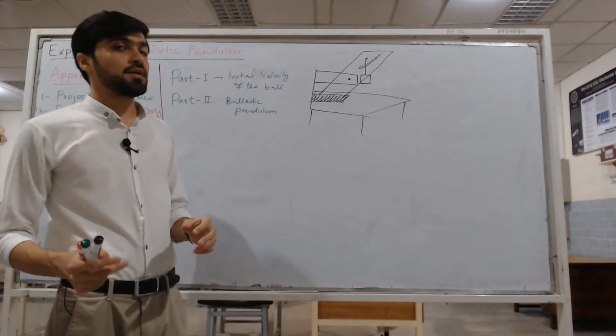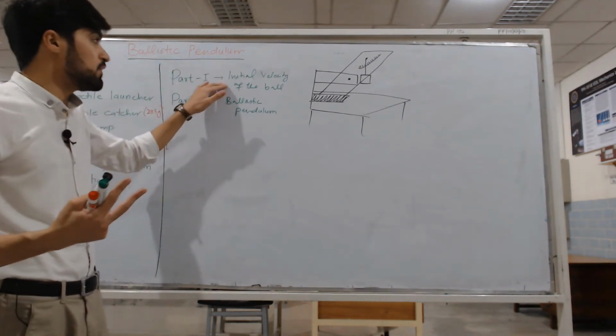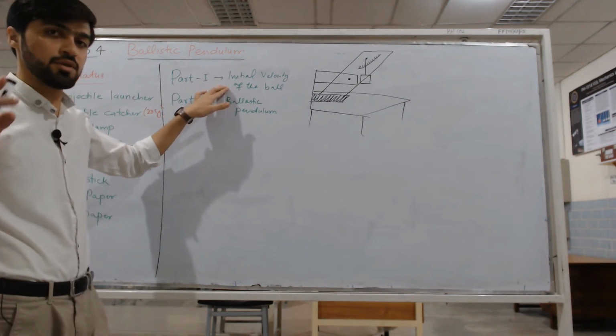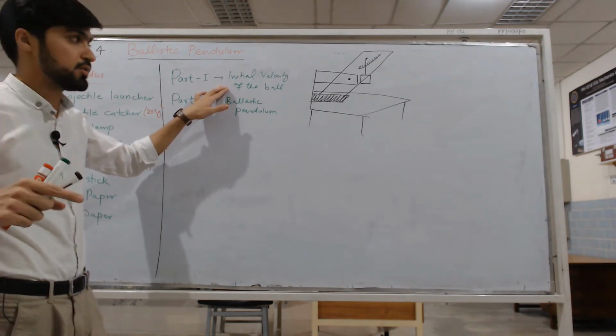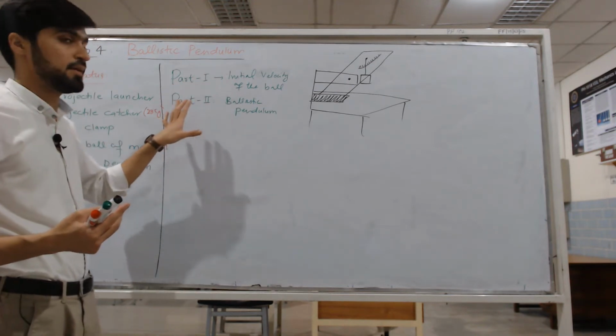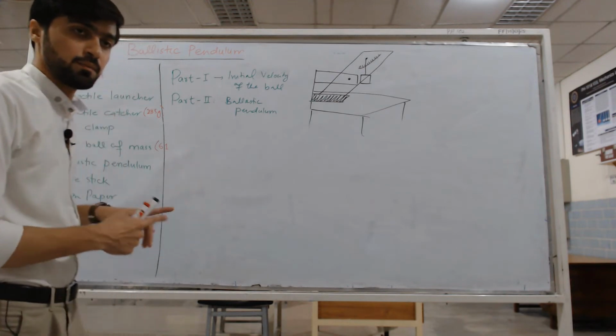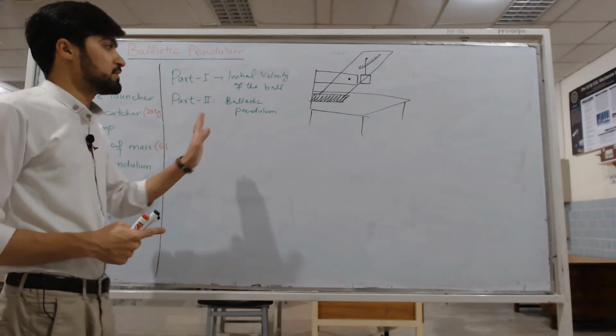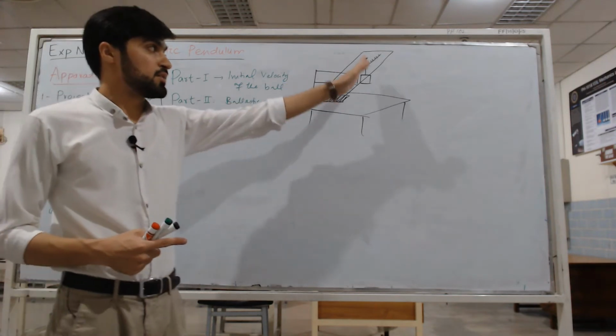Basically, this experiment has 2 parts. In the first part, we will simply repeat the first experiment, to study the conservation of energy via the projectile launcher. We have discussed it, but I will repeat it a little bit. We will draw its tables, and then you will have to fill them. And the second part is we will be discussing the ballistic pendulum as well.